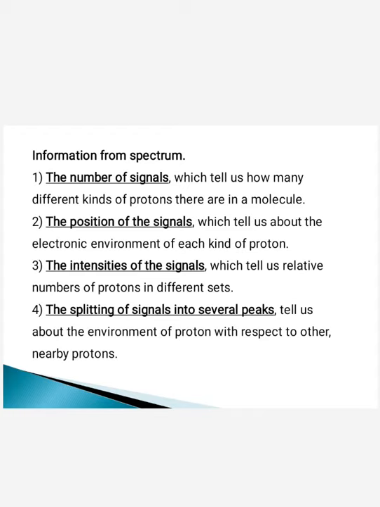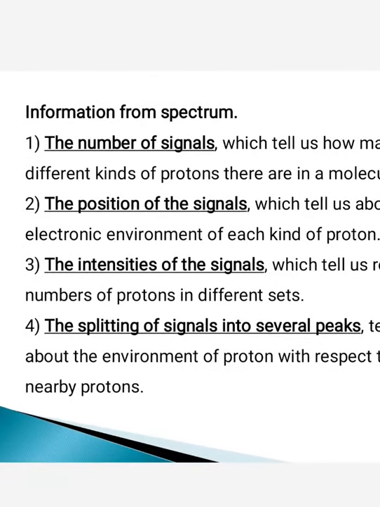The information from the spectrum: which information do we get from the NMR spectrum? The first information is the number of signals. The total number of signals on the NMR scale gives an idea about how many types of protons are present in our compound. The position of the signals gives an idea about the types of protons or the electronic environment of that particular proton. For example, the aromatic protons give their peaks in the region 6.5 to 8.